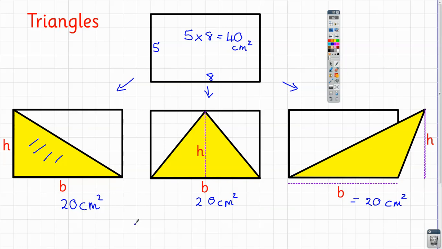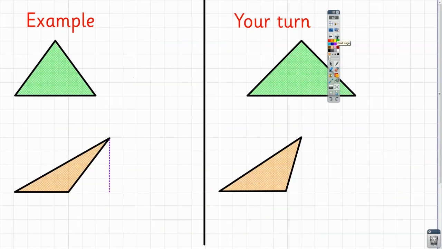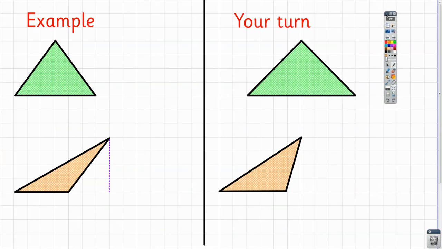So the formula for the area of a triangle is the area of the rectangle that encloses it divided by 2. So we can write the base times the height divided by 2, or we sometimes like to write half the base times the height. So let's look at 2 examples. I'll do the 2 examples on the left.